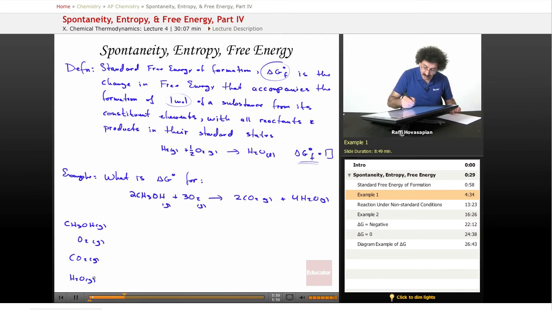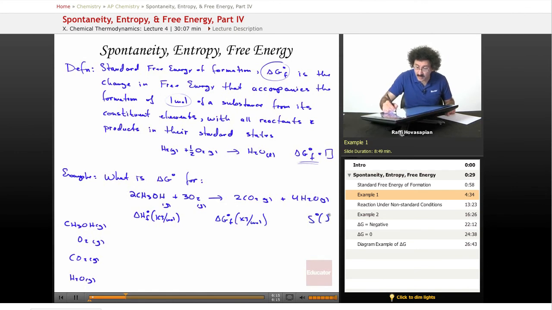Now we have entries that look like this. There's going to be something that says delta H of formation, in kilojoules per mole. And then there's an entry that says delta G of formation, in kilojoules per mole. And then you're going to have S, in joules per mole Kelvin. Notice there's no delta S. It's just S.